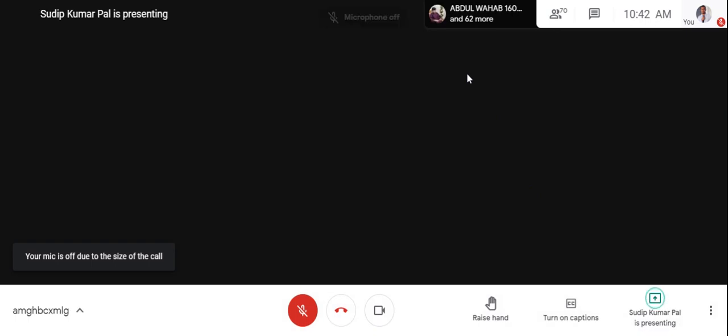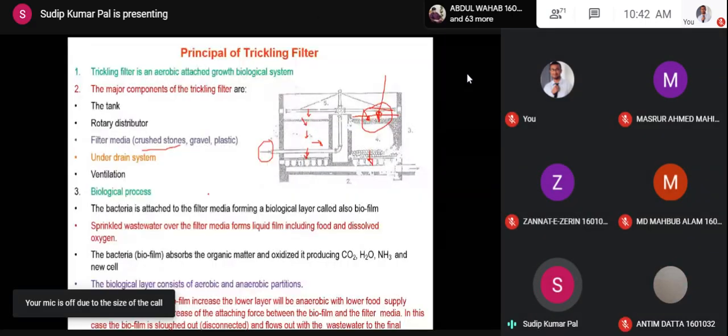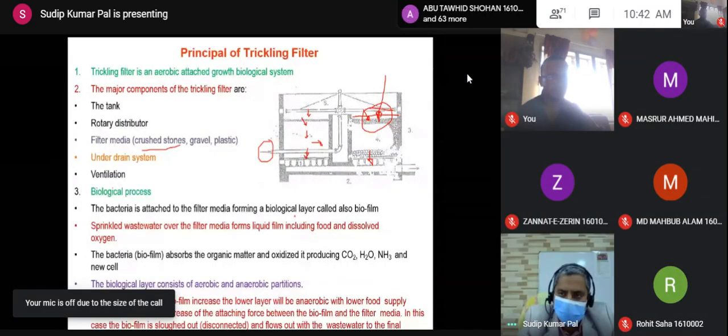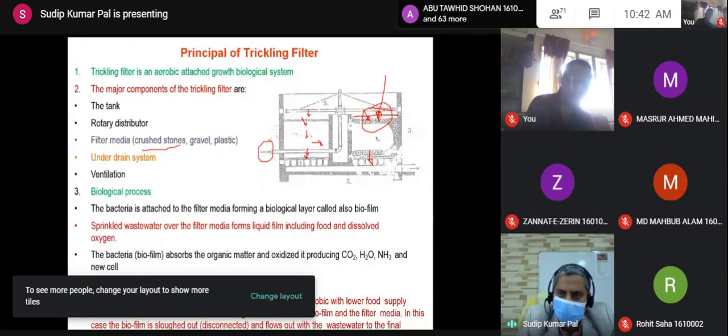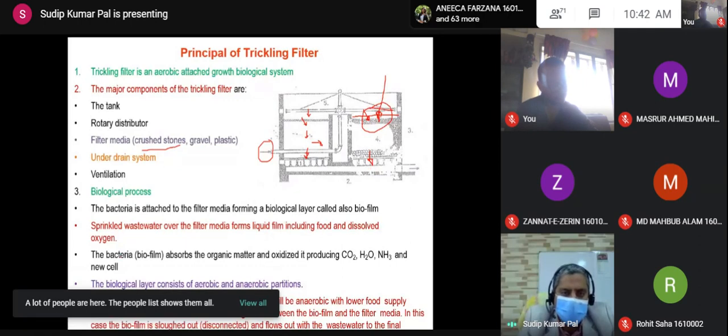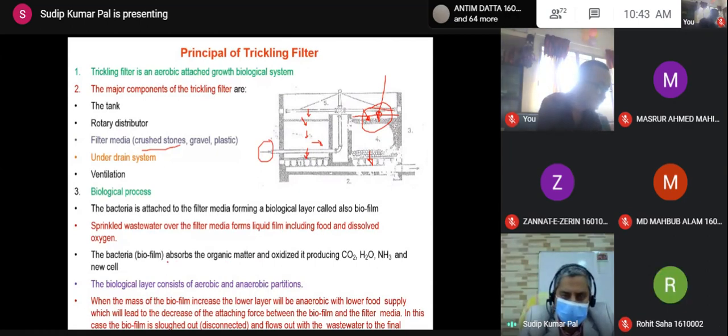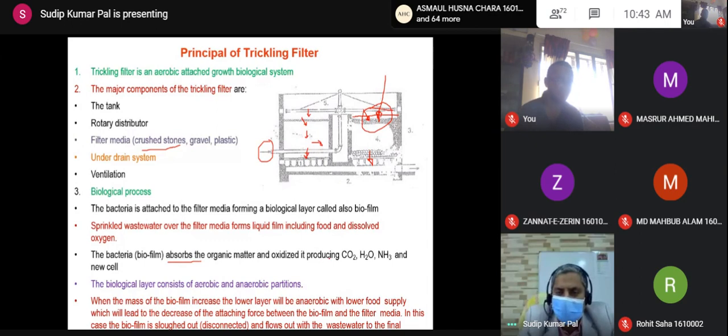Of the bacteria also produce the solid portion, and then the liquid portion is only allowed to move through the void spaces until it reaches the under drain system. The bacteria or biofilm absorbs the organic matter. It's called absorbs, not adsorb. This means it's dissolved. Oxidize it.